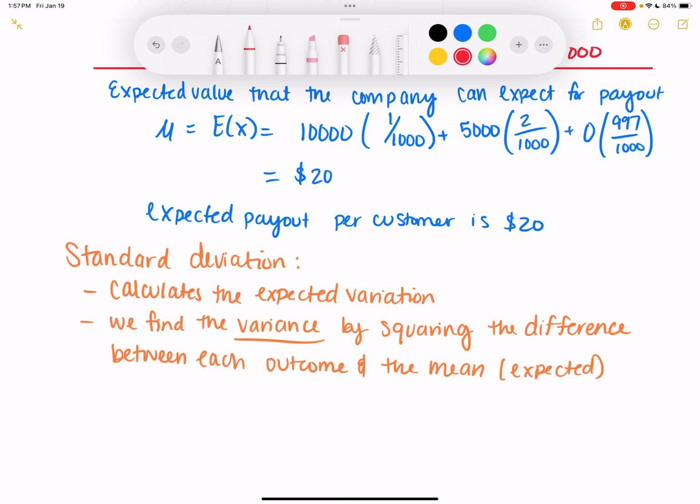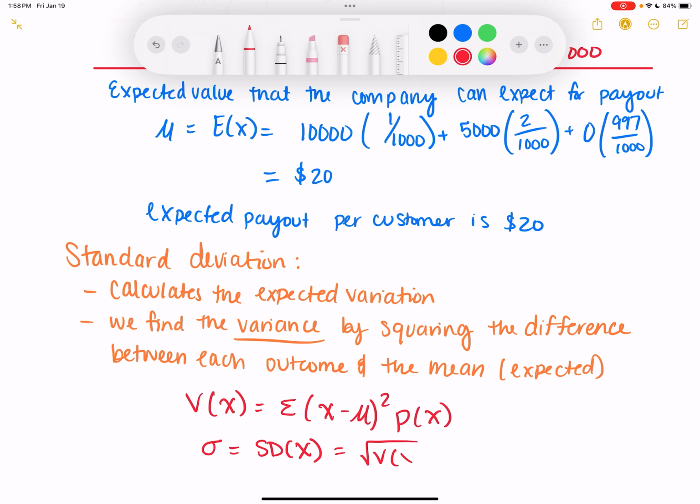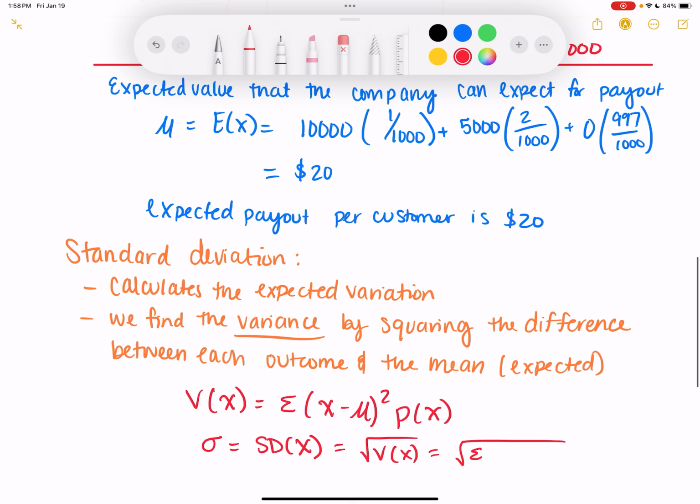So the variance formula, V of x, is equal to the sum of x minus mu squared times p of x, which is the probability. So that's variance. And then standard deviation, which is sigma, is equal to the square root of V of x, or the square root of the summation of x minus mu squared times p of x.